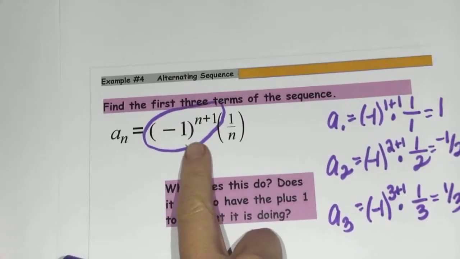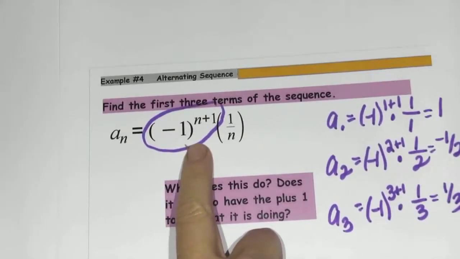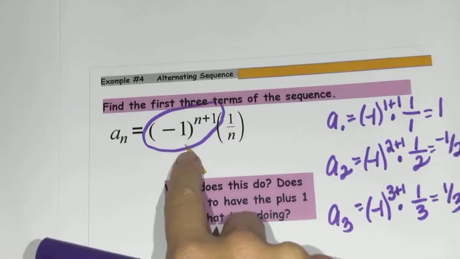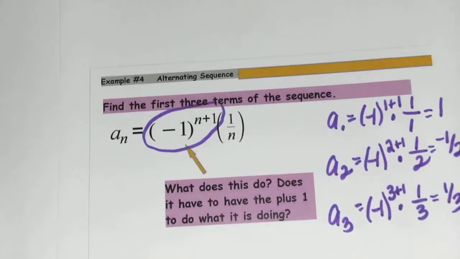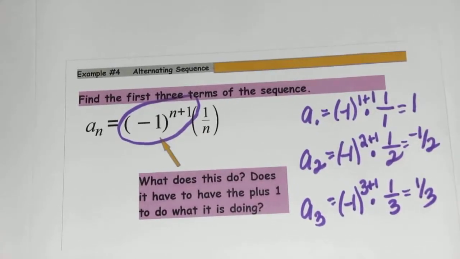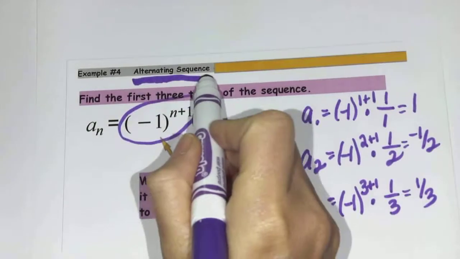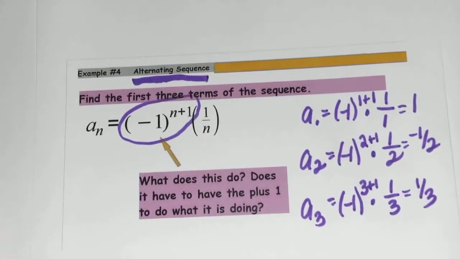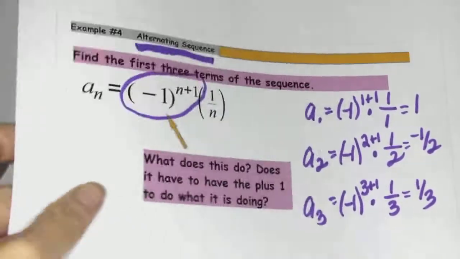So if you ever see this in the front of a formula, you will know that your signs will go back and forth. Positive, negative, positive. Or maybe it'll be one where it's negative, positive, negative. This is called an alternating sequence. It's example 4.